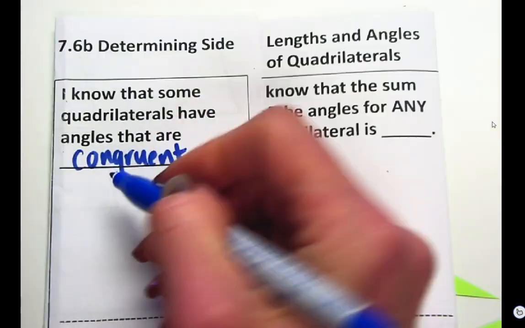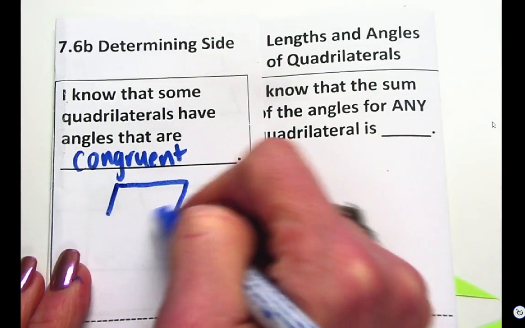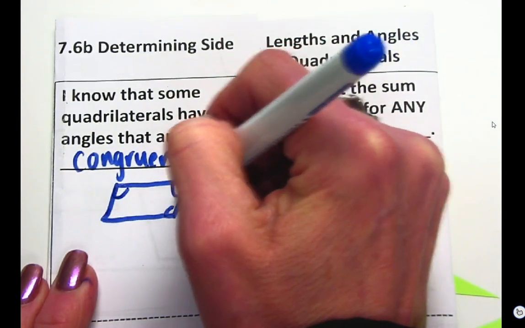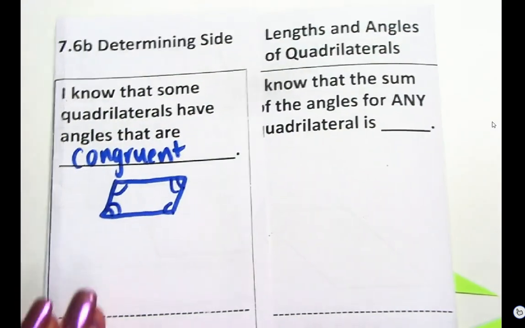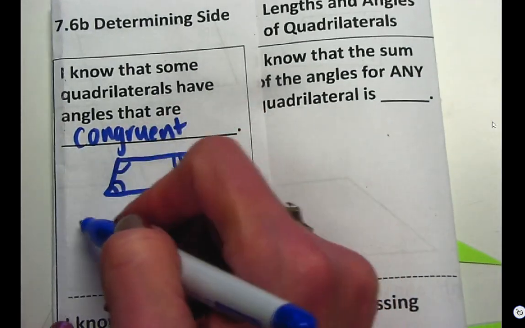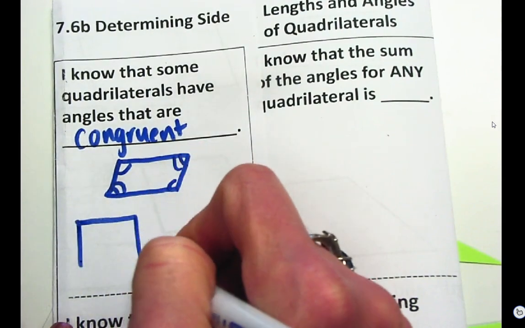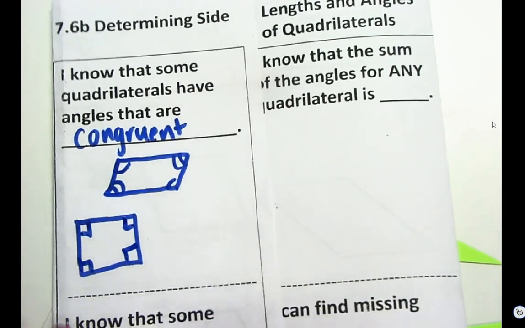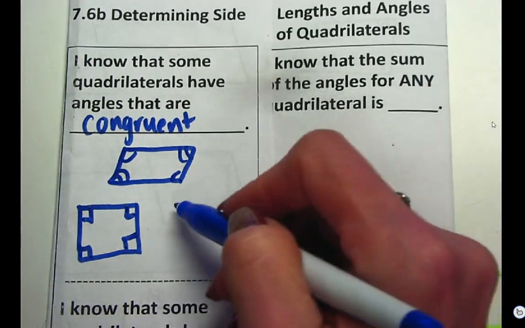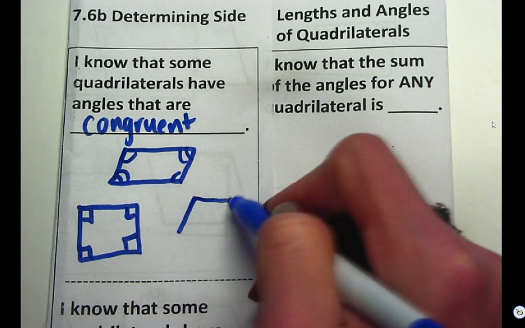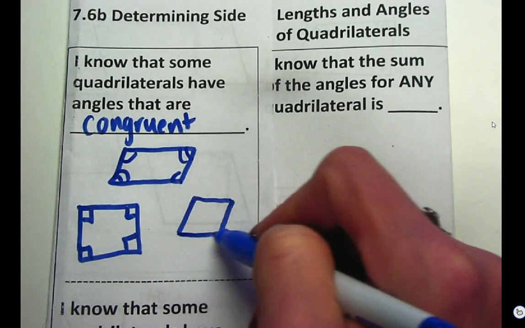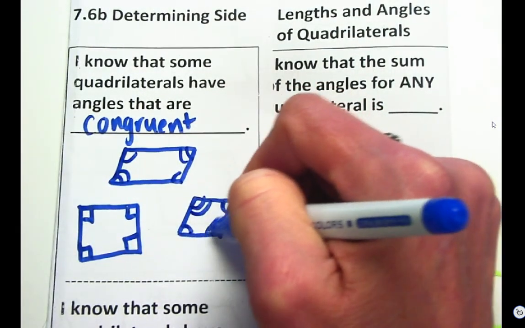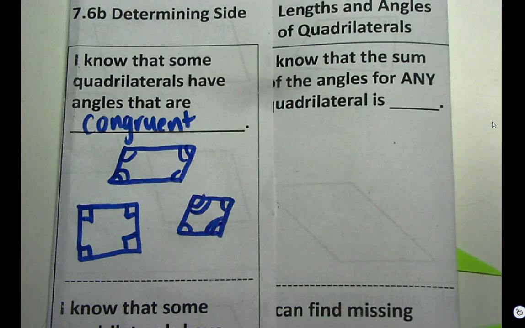So for example, I know that a parallelogram has two pairs of congruent angles. I know that a square has four congruent 90-degree angles. I also know that a rhombus has two pairs of congruent angles. So if I know one of the angles, I can figure out the rest.